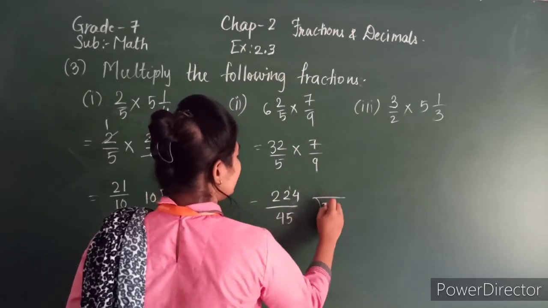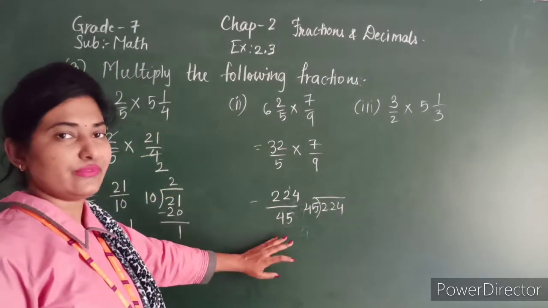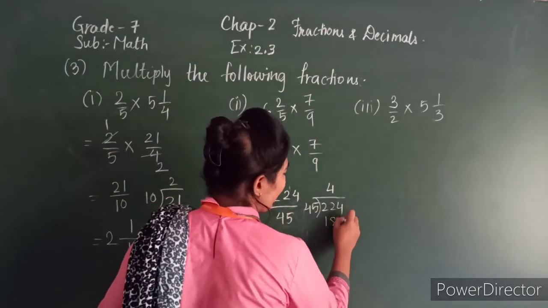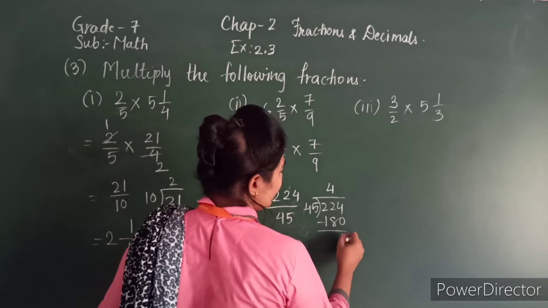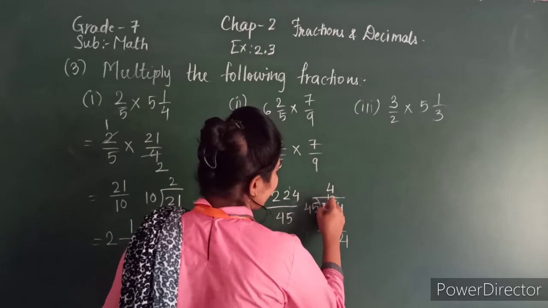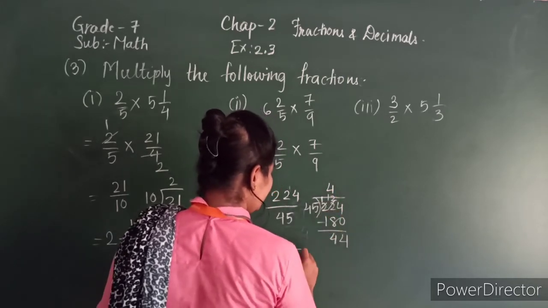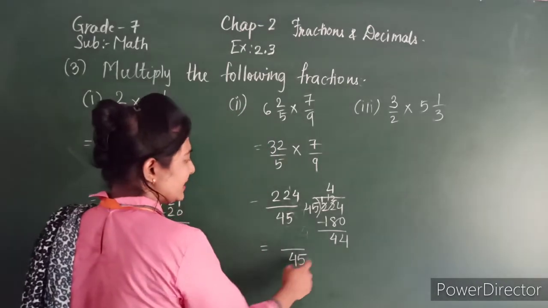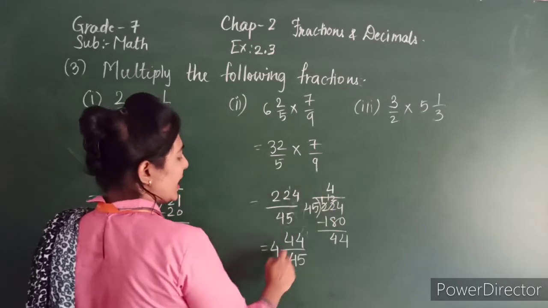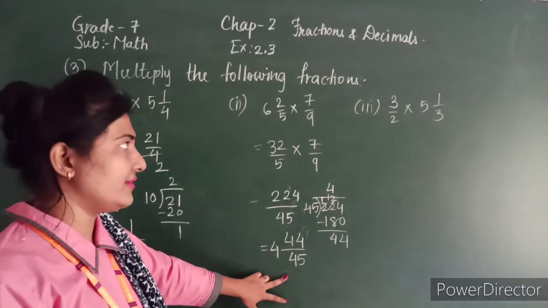So here also the numerator is greater than denominator, so we have to convert this into a mixed fraction form. So 45 4s are 180. So here we have to take 4 minus 0 that is 4. 12 and here 1, so 12 minus 8 that is 4. So we have to write 45 in the denominator, and this 44 we have to write in the numerator, and this portion 4 we have to write on the side. So our answer is 4 44 upon 45.